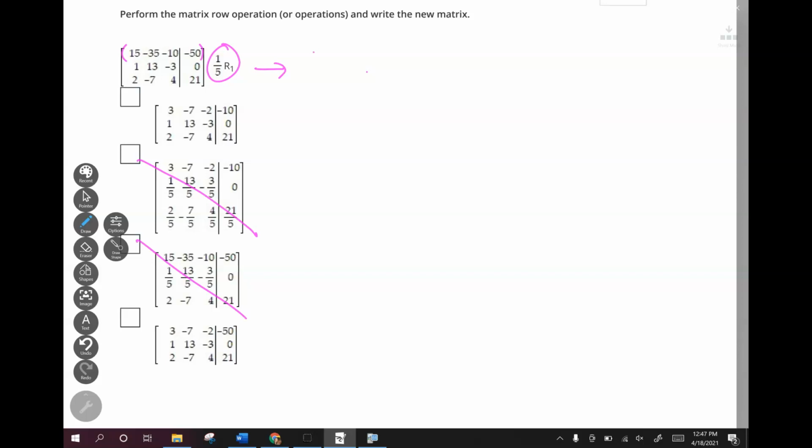So 15 times 1/5, -35 times 1/5, -10 times 1/5, and -50 times 1/5. So this should be your new row 1: 3, -7, -2, -10. Notice the mistake here was that they didn't multiply the constant as well. You should always multiply the constant. The constant changes along with everything else.